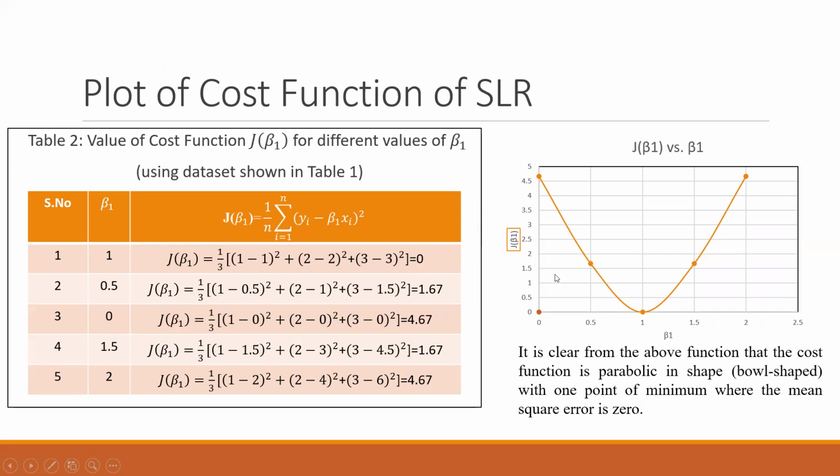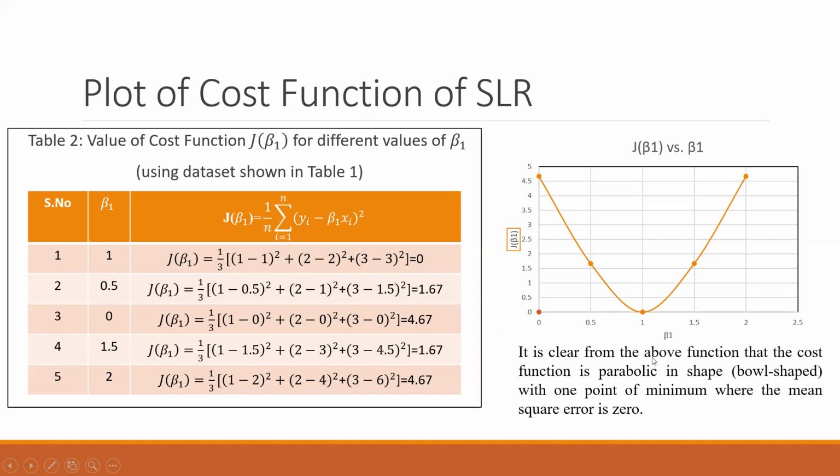In this case, we are making the plot between beta 1 and J(beta 1). For that, we have done the substitution of multiple values of beta 1: 1.5, 0, 1.5, and 2. These five values have been substituted, and we have plotted everything. The values came out to be 0, 1.67, and everything has been plotted here.